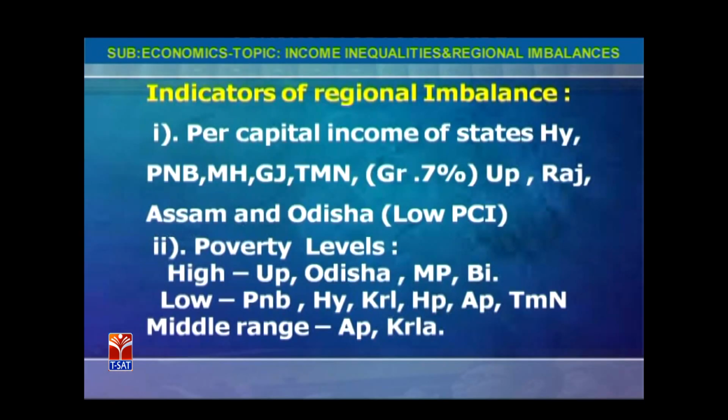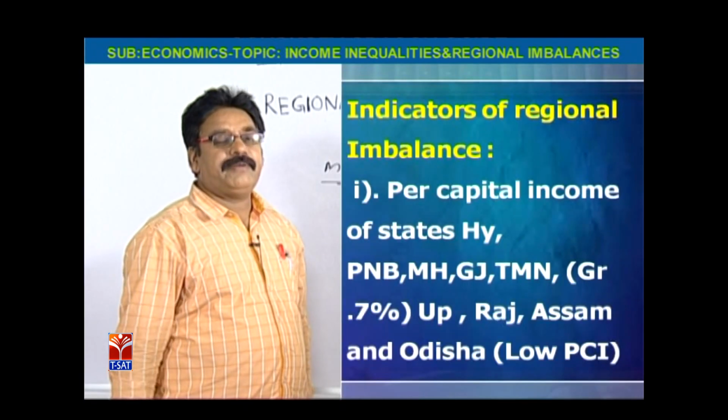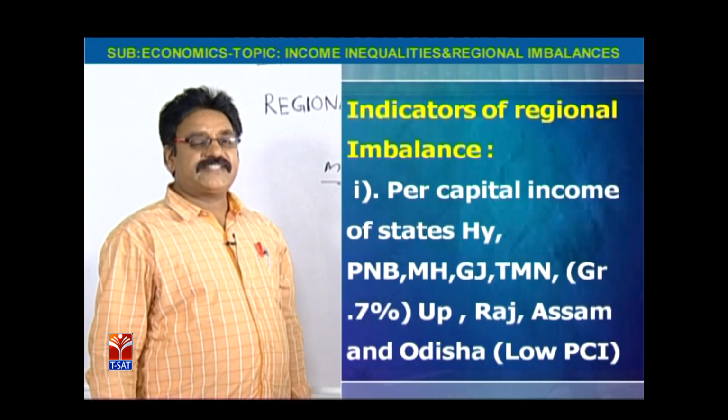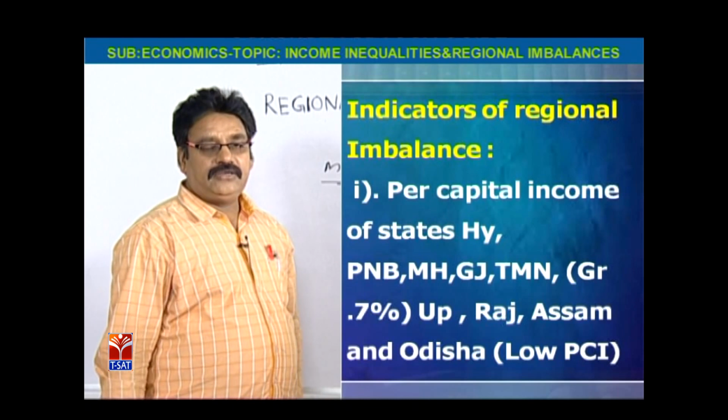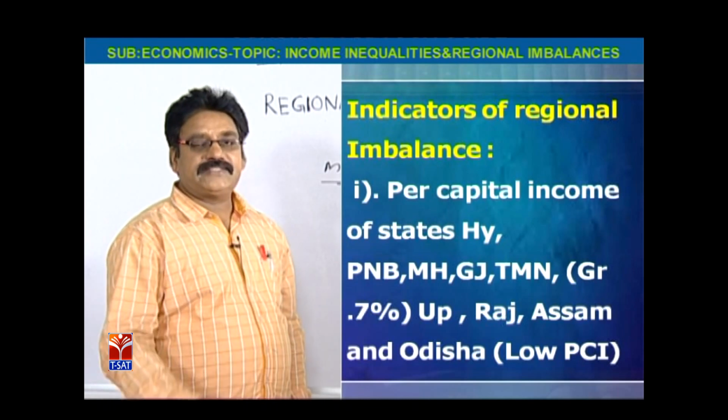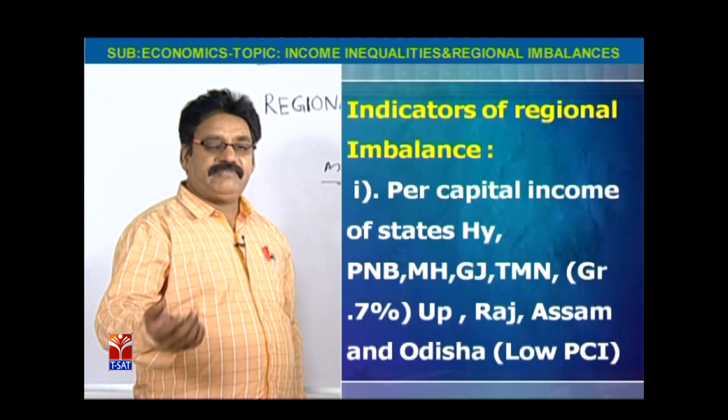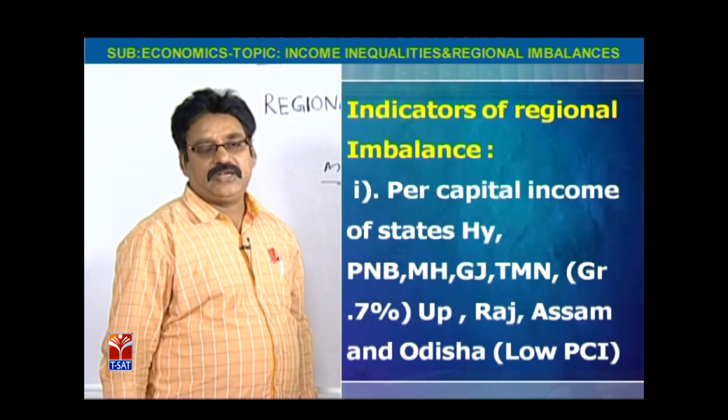This type of situation is called regional imbalances. And now, what are the indicators? How do we find out that one place is regionally backward and another regionally developed? For that, we need some indicators. First indicator is per capita income of states. Based on the per capita income, we can say one state is developed, another state is backward.